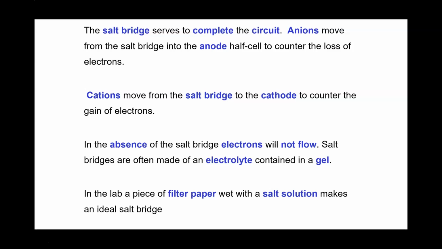So what do we normally make the salt bridge out of? It has to be something that's a source of ions. It has to be electrically conducting. Sometimes it's a kind of pasty material or a gel, but most commonly what we'll do in the lab is we'll take a piece of filter paper and we'll wet it with an aqueous solution of an ionic compound to make a salt bridge.